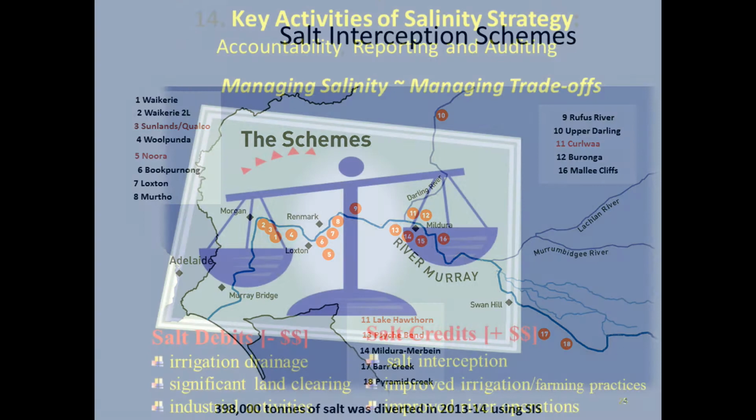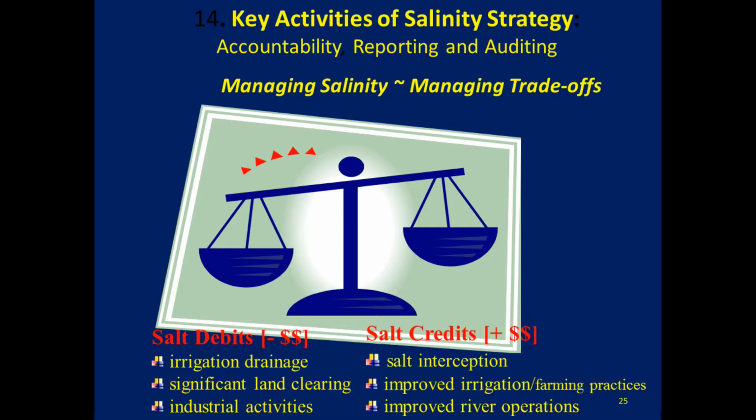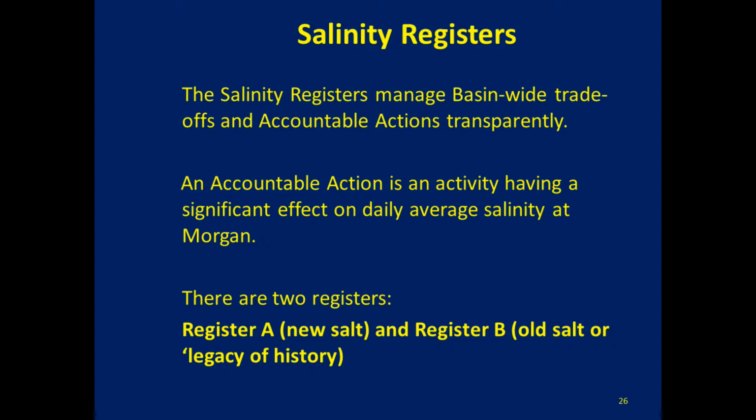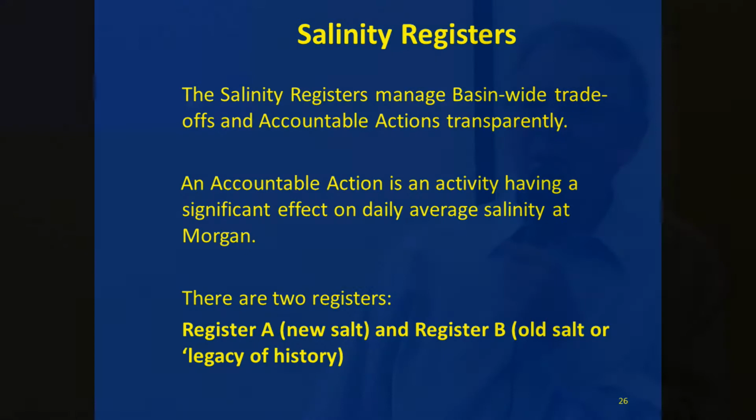So you can see that this is an illustration of the trade-offs, how the trade-offs are assessed, and that each state has to be in credit so that the debits don't outweigh the credits. And the salinity registers manage the basin-wide trade-offs. The effectiveness, it meets it. It saved horticulture in 2007-09. The operations and maintenance cost is $8 million a year. That's a lot of money.